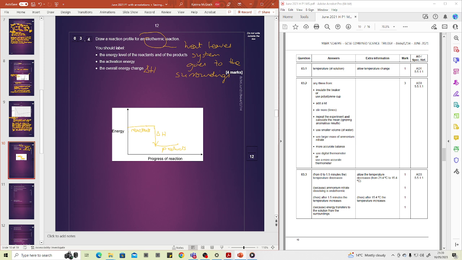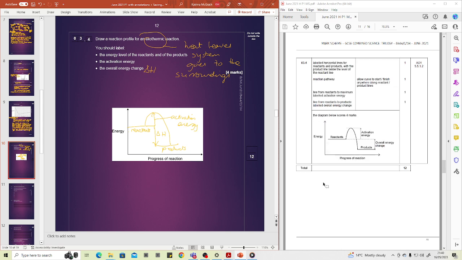And the activation energy, so that we're going to show a hump, but that's not the activation energy. That's just the path in energy taken from reactants to products as the reaction progresses. So I now need to draw an arrow up, and that's the activation energy, that arrow, from the reactants to the top of the hump. Okay. So the marks, it says allow curve to start finish anywhere along reactants and products lines, and as you can see in the mark scheme, they've labelled the activation energy on some continuation dotted lines there, which is also fine, of course.